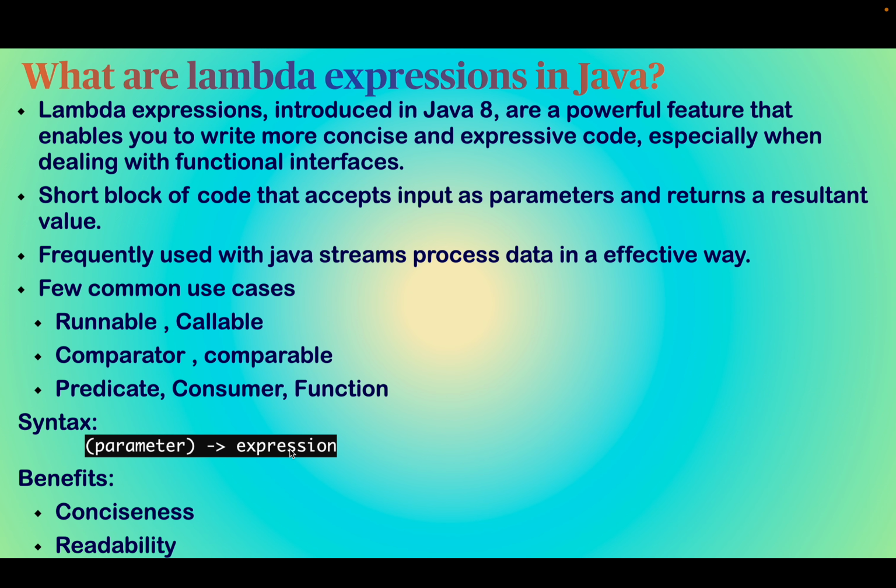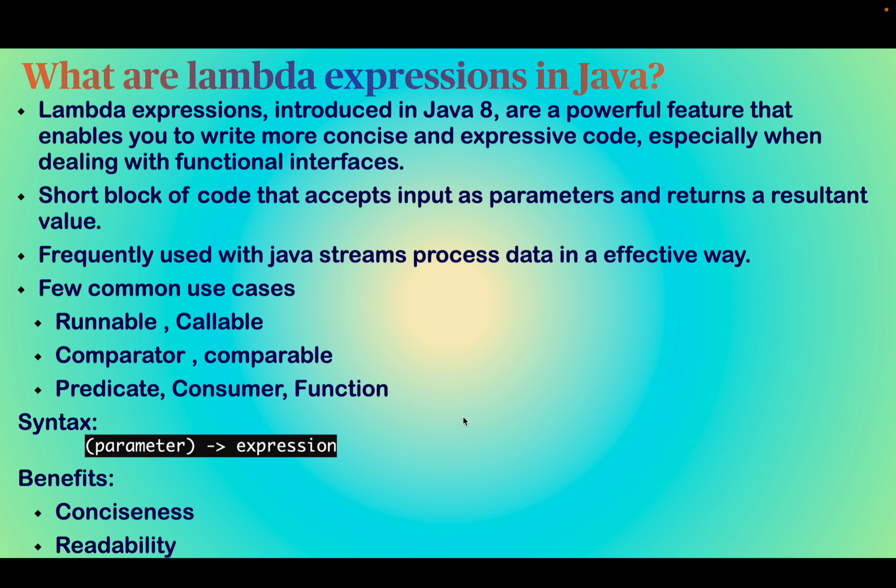We will use lambda expressions mainly in our code when we process streams, because this is an effective way to process the data in these streams. Some of the common use cases where we can use lambda expressions are to override the functional interfaces such as Runnable and Callable, Comparator and Comparable while we sort, and Predicate, Consumer and Function in the util function package. In all these cases we will use lambda expressions often in our code. And when it comes to syntax, it's very simple: parameters inside the parentheses followed by an arrow and the expression that we need to define.